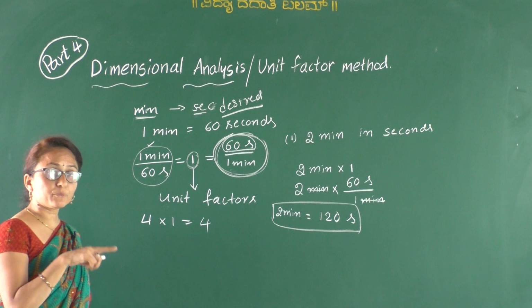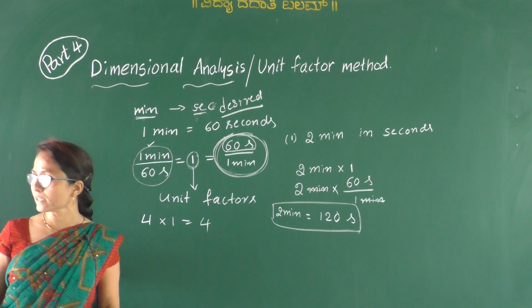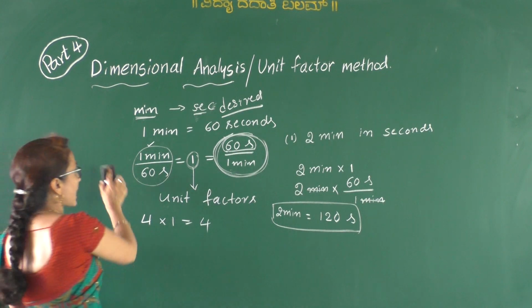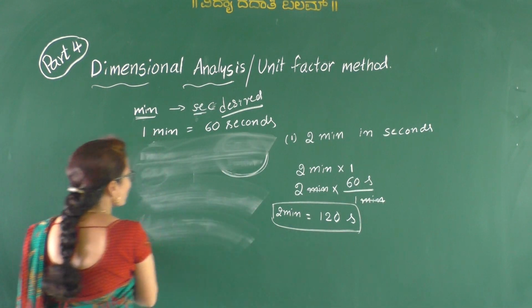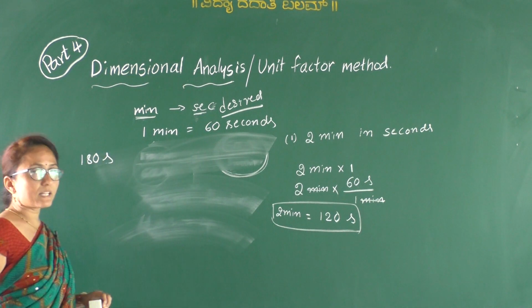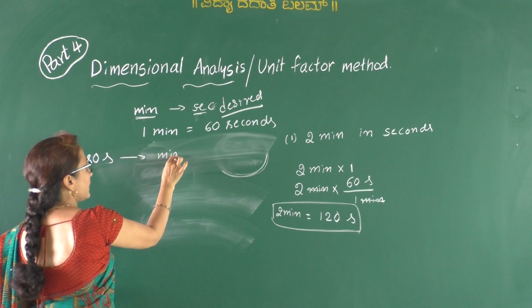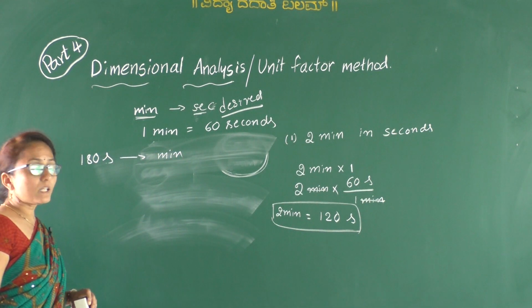So similarly, if we have to convert second to minute, for example 180 seconds. The time is given as 180 seconds, and you have to convert it into minutes. Then what do we have to do?